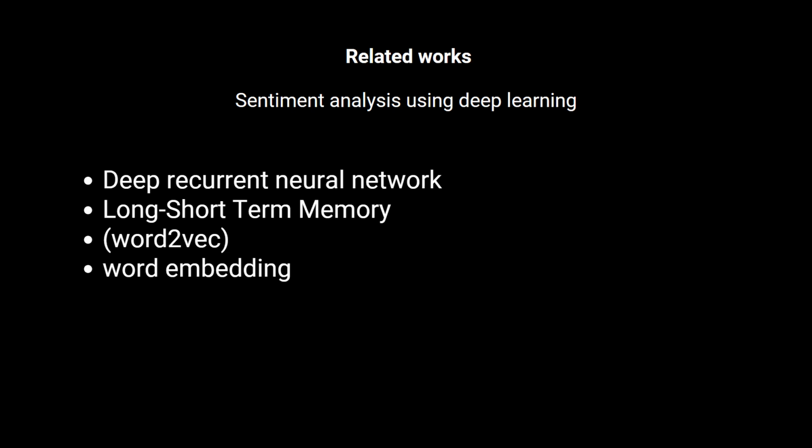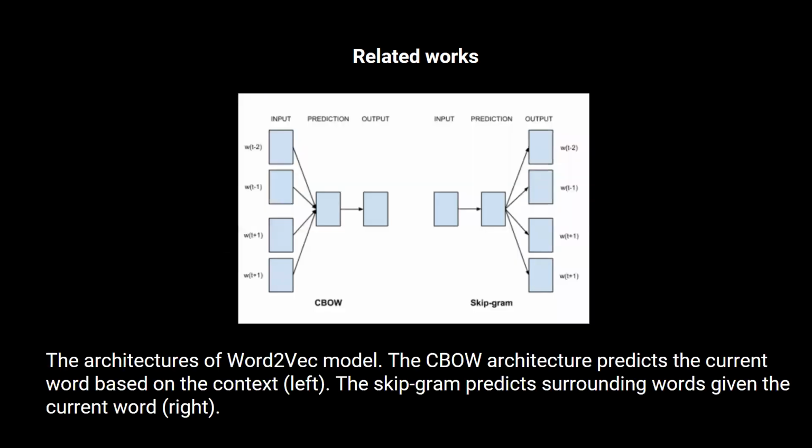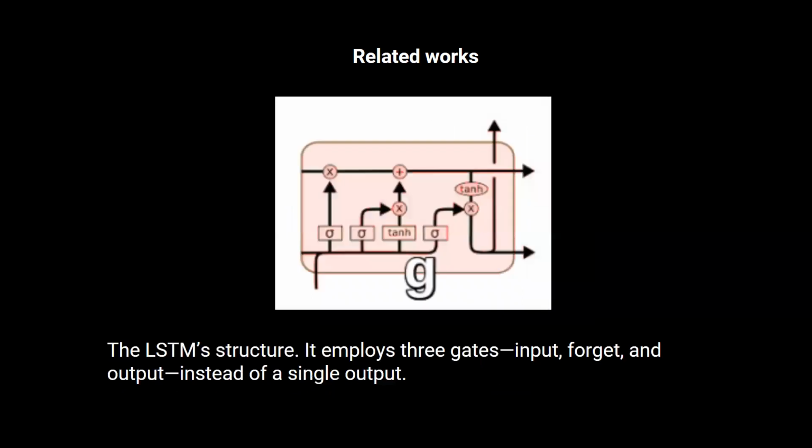Here, the basis of their machine learning methods is word2vec. The core concept behind word embedding is the representation of words using vectors in a way that preserves the semantic links between words as fundamental linear algebraic operations. This is the architecture of the word2vec model. The CBOW architecture predicts the current word based on the context. The skip-gram predicts the surrounding words given the current word, for example, on the right-hand side. And this is the long short-term memory structure.